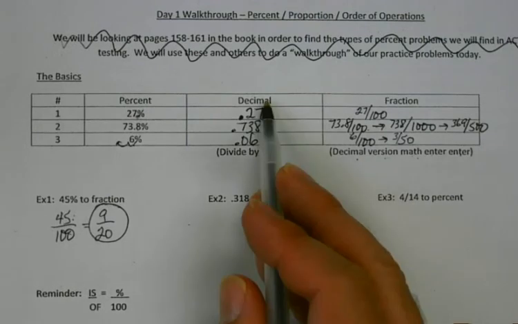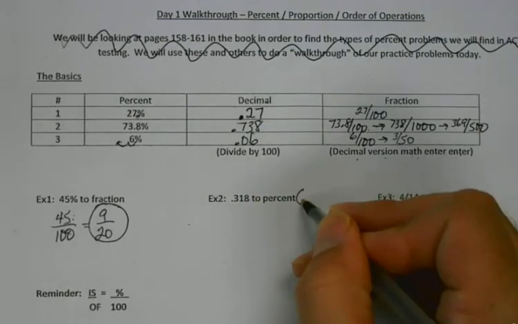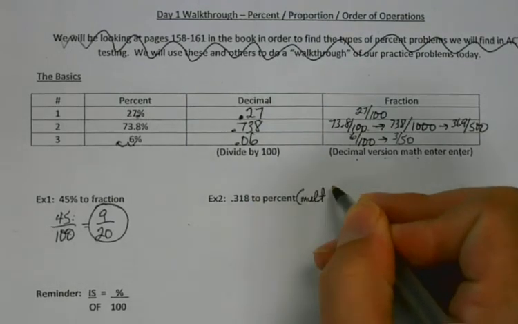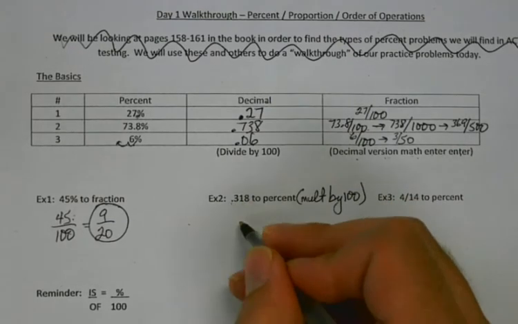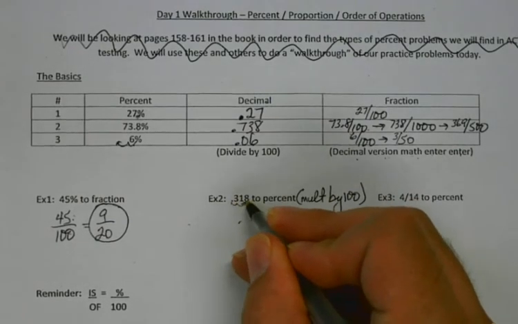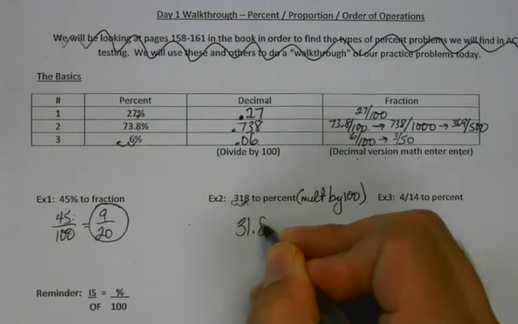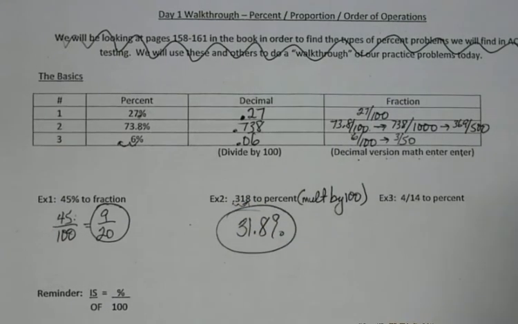0.318 to a percent. Now I'm going from decimal to percent. I'm going backwards. So now I'm going to multiply by 100, or move the decimal 2 places to the right. So if I do that right here, 31.8%, and I'm good.